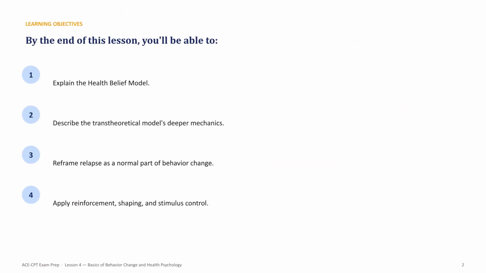Let's look at what you'll be able to do by the end of this lesson. There are 4 objectives. First, you'll be able to explain the health belief model, what it is and what it predicts. Second, you'll describe the transtheoretical model's deeper mechanics, beyond just the 5 stages you may already know. Third, you'll be able to reframe relapse as a normal, expected part of behavior change, not a sign of failure. And fourth, you'll apply reinforcement, shaping, and stimulus control as real tools you can use with clients. Keep these 4 in mind as we go. They build on each other.